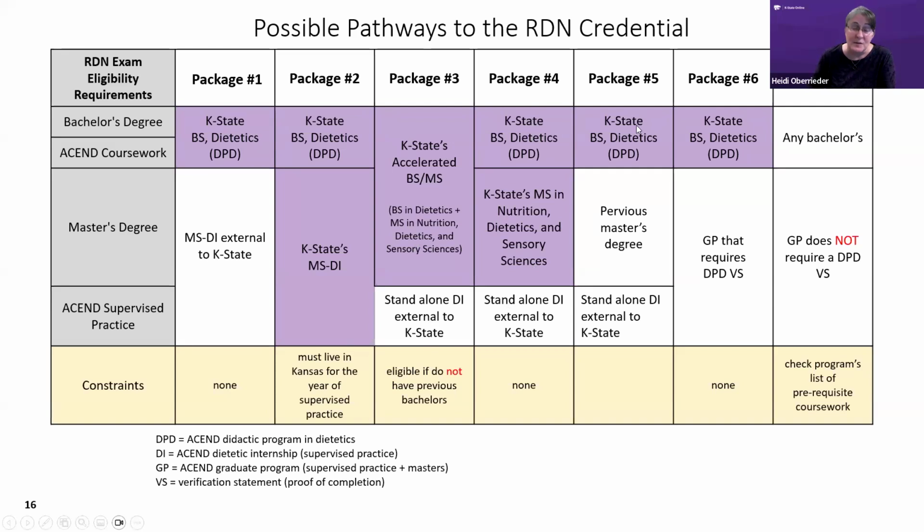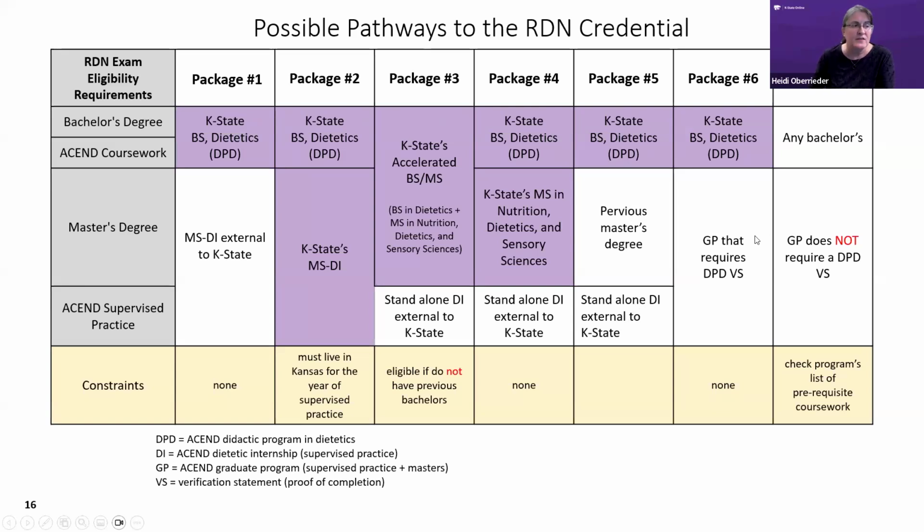Package 5 is very similar, but this is the package for somebody who already has a master's degree. They come here to get their BS in dietetics, which gives them a DPD verification statement, we call it. And all of these BS in dietetics up here get that statement. That statement allows them then to apply to these external standalone dietetic internships. So you see how we're packaging the requirements.